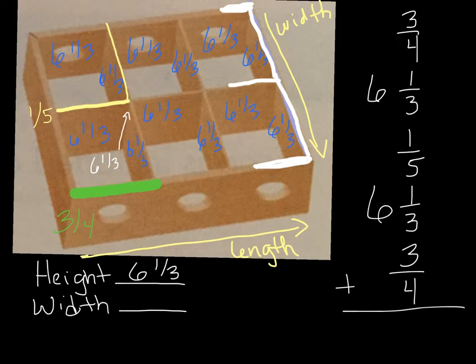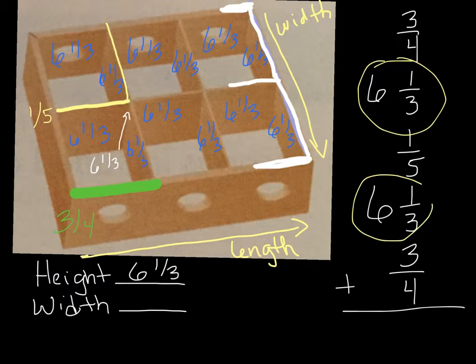When I start to attack a problem like this, I know I have a couple of choices. I could try to find a common denominator and change all of my fractions to the same denominator, but I notice that I have a lot of fractions that already have the same denominator. So I think what I'm going to do is group those fractions and add them separately, and then add them all together in the end.